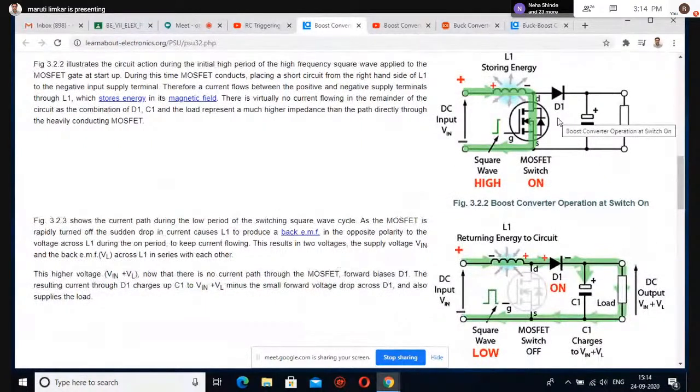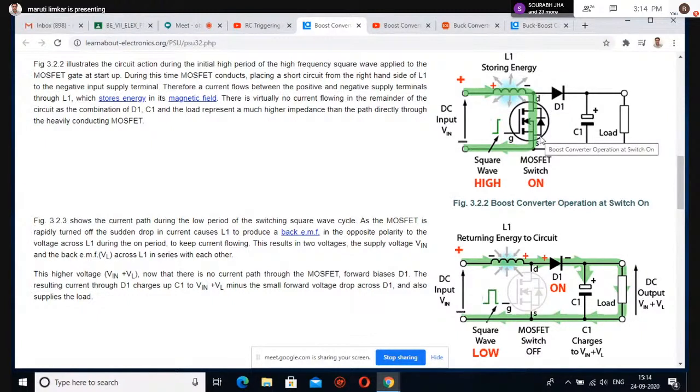Okay, here. During the first step, this is positive, this is negative. So your current is flowing through the switch. Energy starts storing in the inductor such that this is positive, this is negative. Once the energy stored in the inductor is equal to the supply, at that time this switch is in the off state.